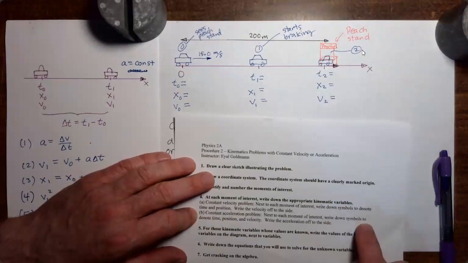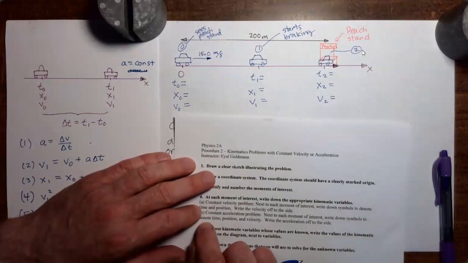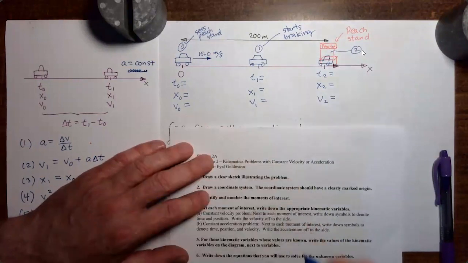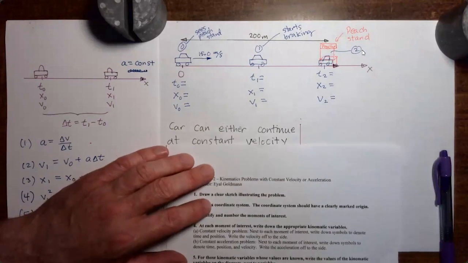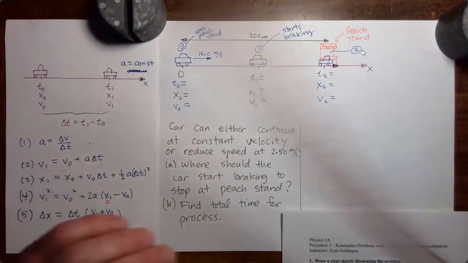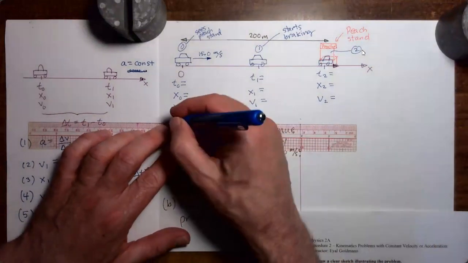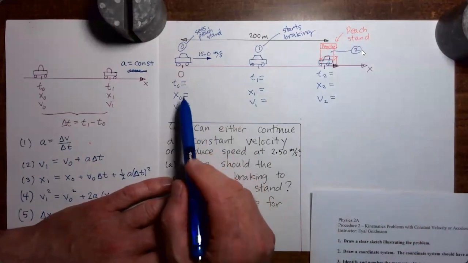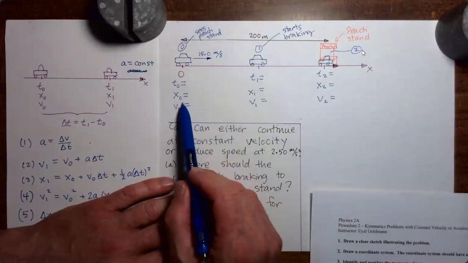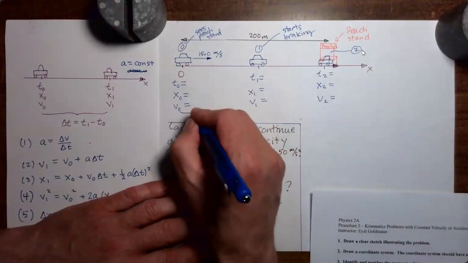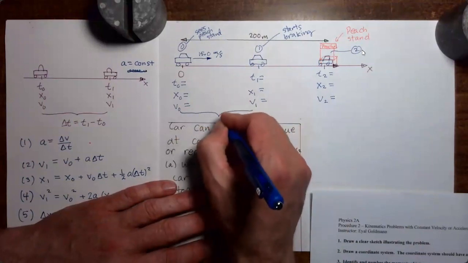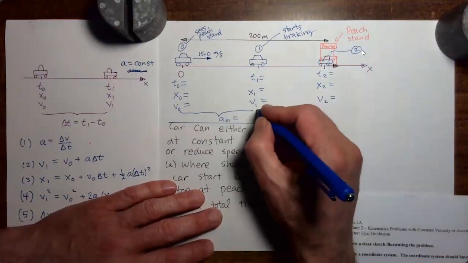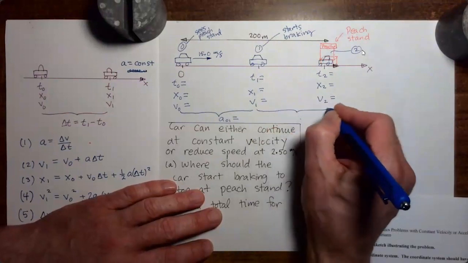Okay, now if we come down here and actually read what it says, for a constant acceleration problem, next to each moment of interest, write down symbols to denote time, position, and velocity. So we write the acceleration off to the side. So we put in all of our time, positions, and velocities. Now I want to put in acceleration. So the idea is that there is one acceleration as the car goes from moment 0 to moment 1. Let's call that A01. And then there is a different acceleration as the car goes from moment 1 to moment 2. Let's call that A12.